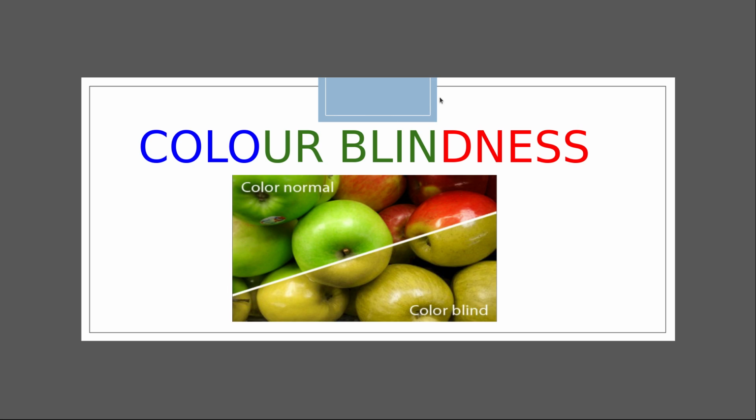So for example, the picture that we can see normally is a picture in which there are red, green and yellow components. But a colorblind person is not able to distinguish between these colors, and as a result, everything looks yellow to him.